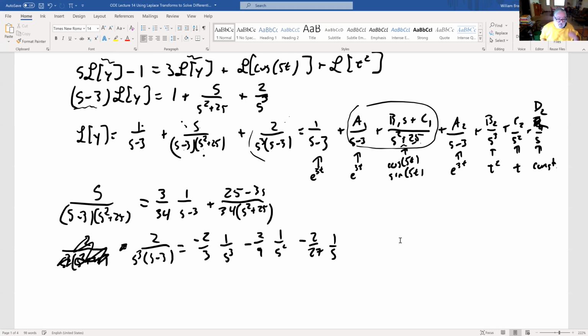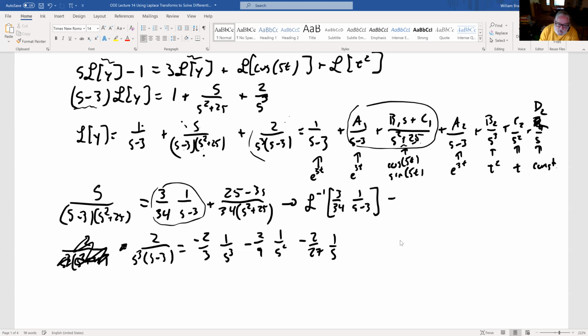Great, so we've got all our pieces together. Now we just need to figure out inverse Laplace transforms. So from here, we can deal with this term first. What function has this as its Laplace transform? Well, that'll be 3 over 34 e to the 3t, right? This is the e to the 3t term. This is the 3 over 34.